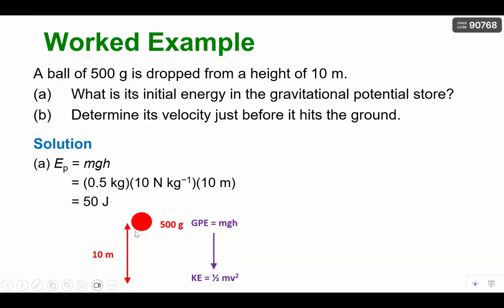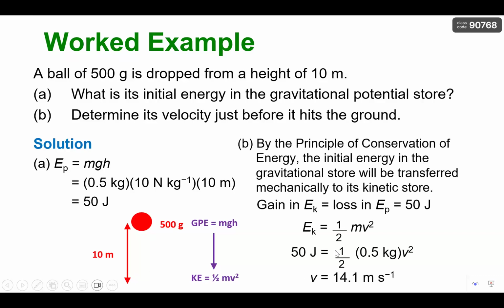So initially, I have 50 joules of energy. This 50 joules of energy will all be converted into kinetic energy in the kinetic store. So half mv squared will be 50 joules. So I will just sub in all the numbers and square root it. I get the velocity, which is 14.1 meters per second.